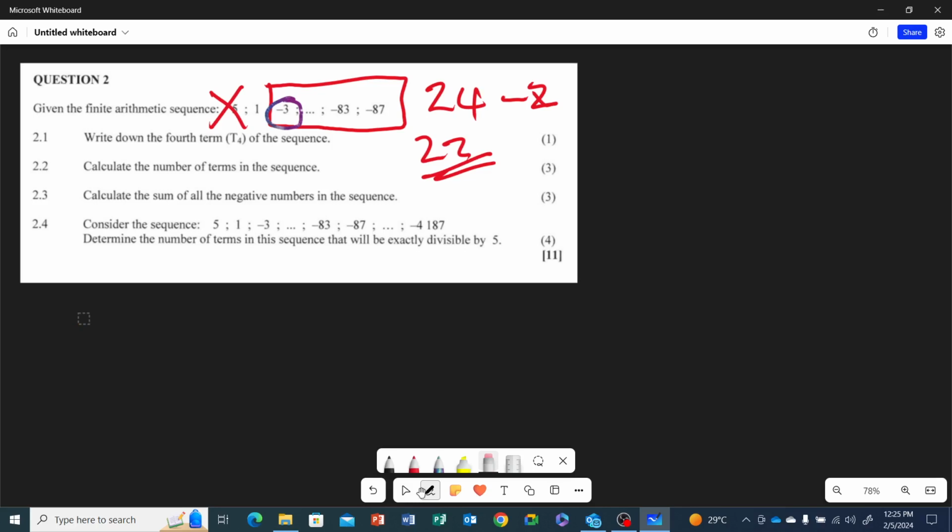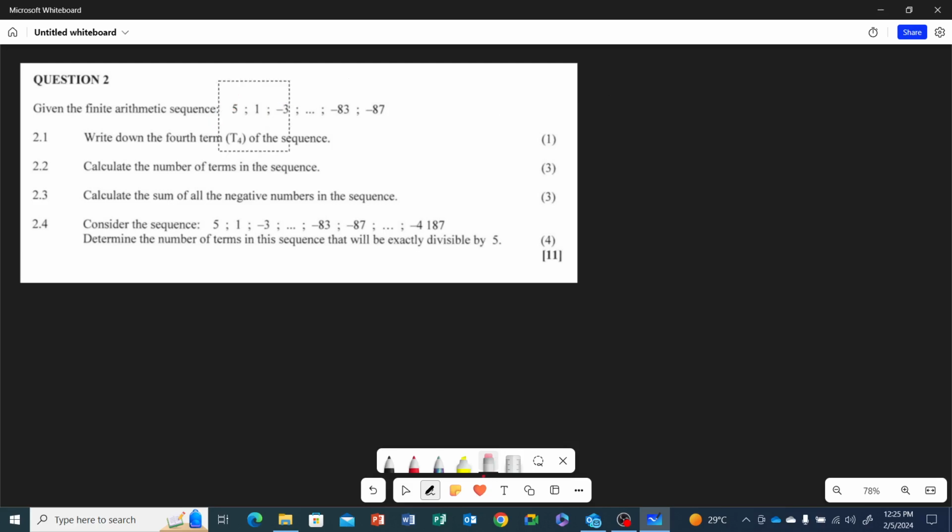So now let's get to it, guys. Now, for us to be able to get the number of terms that are exactly divisible by 5, we need to check the first few numbers so that we can get a formula that are multiples of 5.